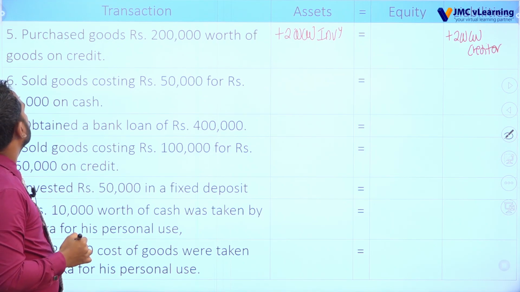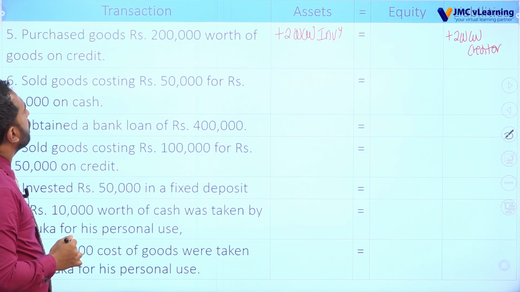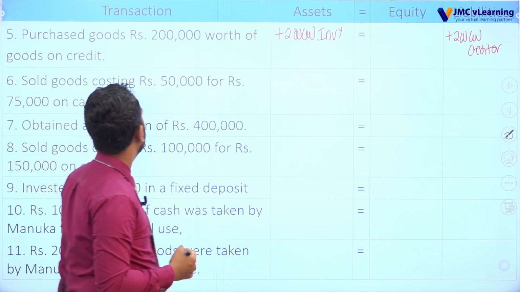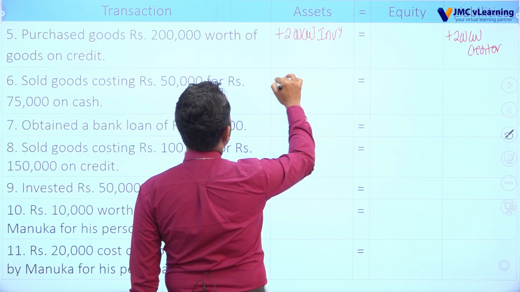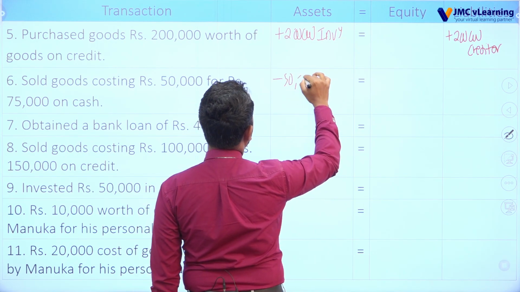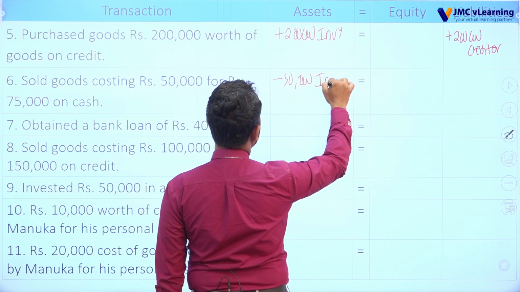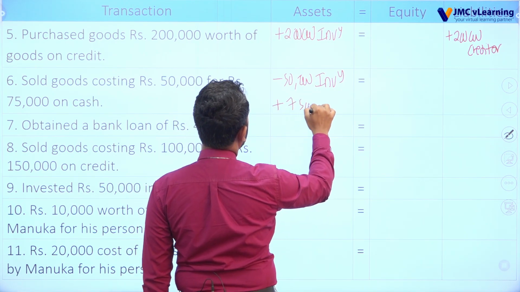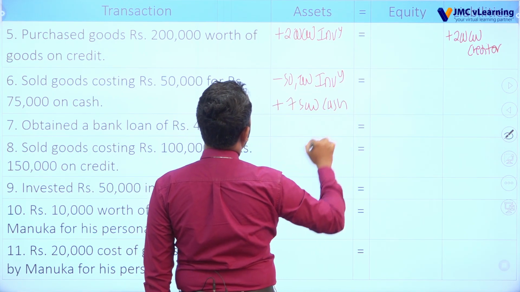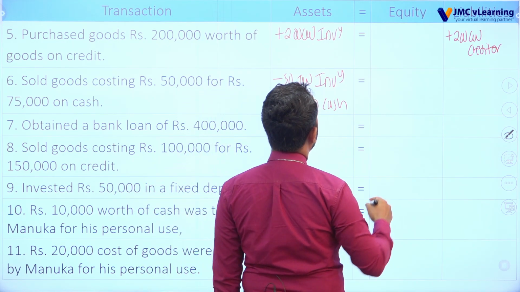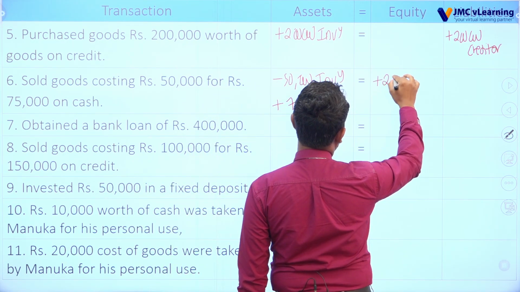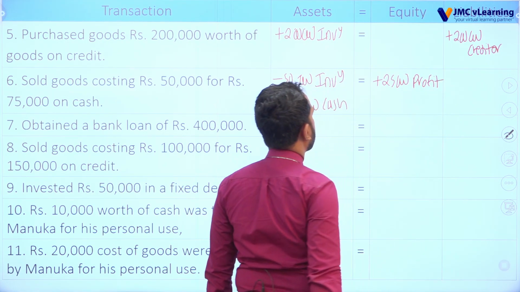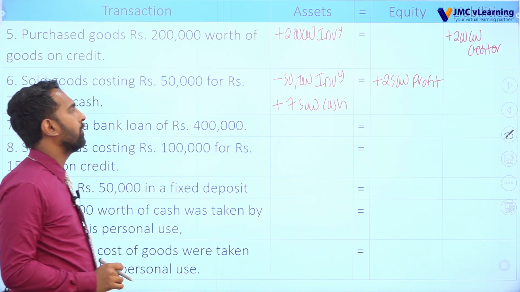Okay. Sixth item. Sold goods costing rupees 50,000 for rupees 75,000 on cash. When you are selling items, the inventory will come down. Inventory will come down by 50,000. And you are getting 75,000 cash. And the difference between these two will become a profit. You are selling 50,000 worth of items for 75,000. So the profit will increase. Profit will increase by 25,000.